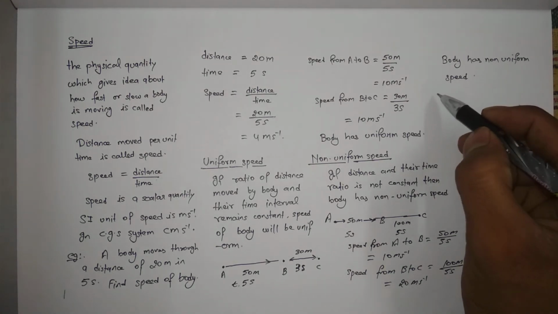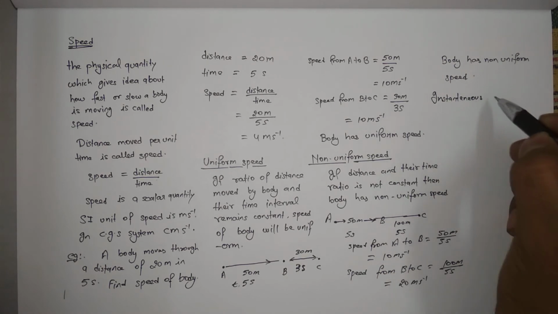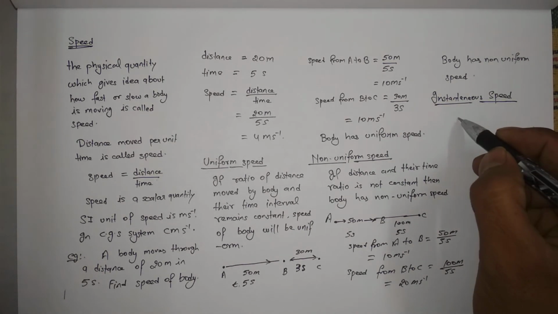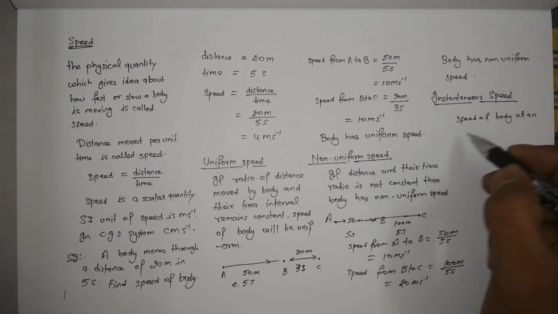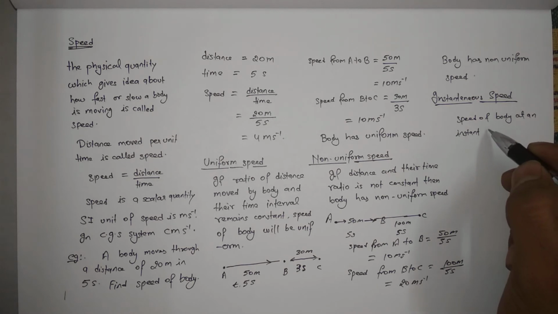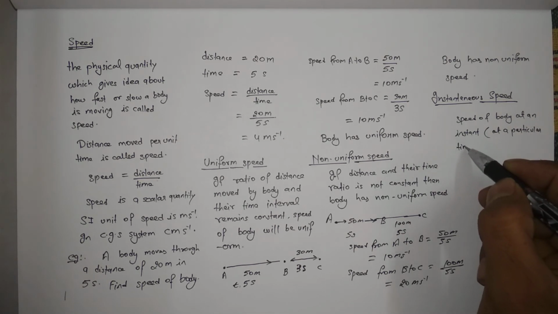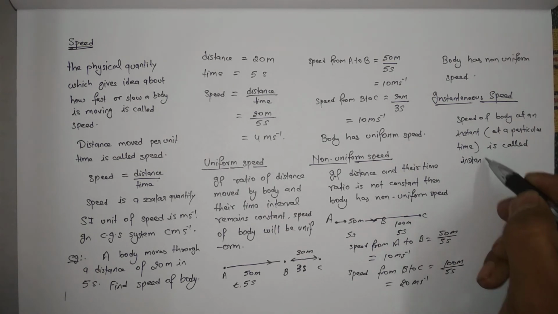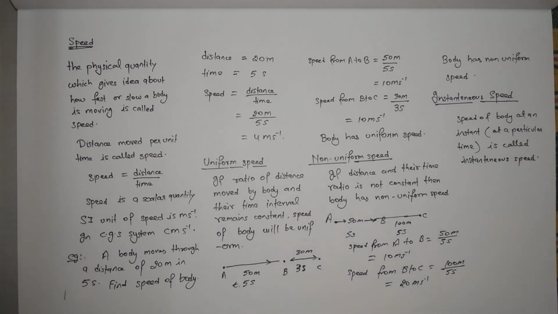Next one is instantaneous speed. Instantaneous speed: speed of the body at an instant or at a particular time is called instantaneous speed.